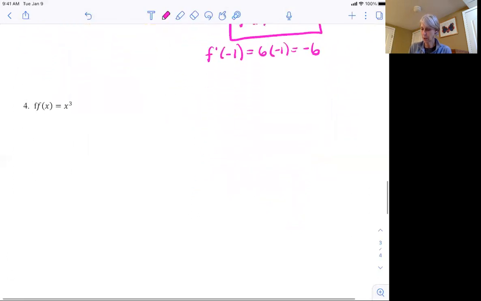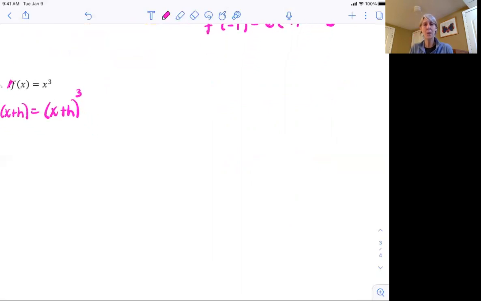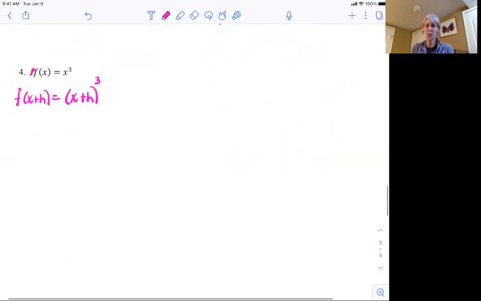Okay. This one's going to be a little bit annoying. Oh, I got a little extra f there. f of x equals x cubed. Again, we have to find f of x plus h first. This is not going to be fun. And in a couple of days, we're going to learn a shorter method. But for right now, this is what we have to use. f of x plus h. So (x plus h) cubed is (x plus h) times (x plus h) times (x plus h). Terrible.